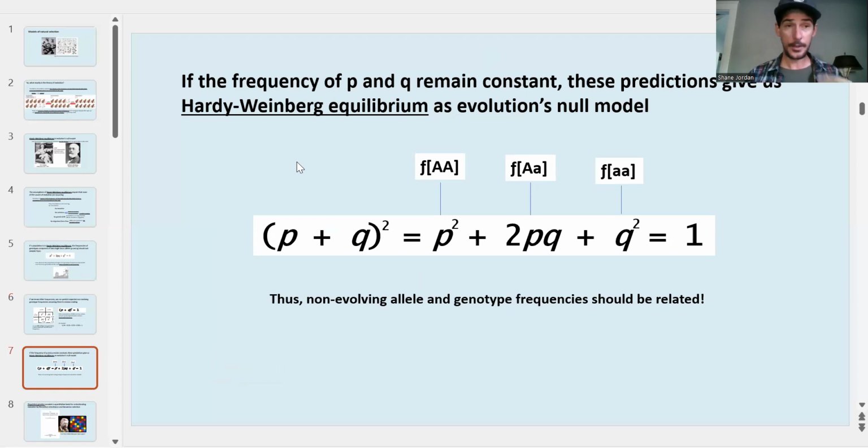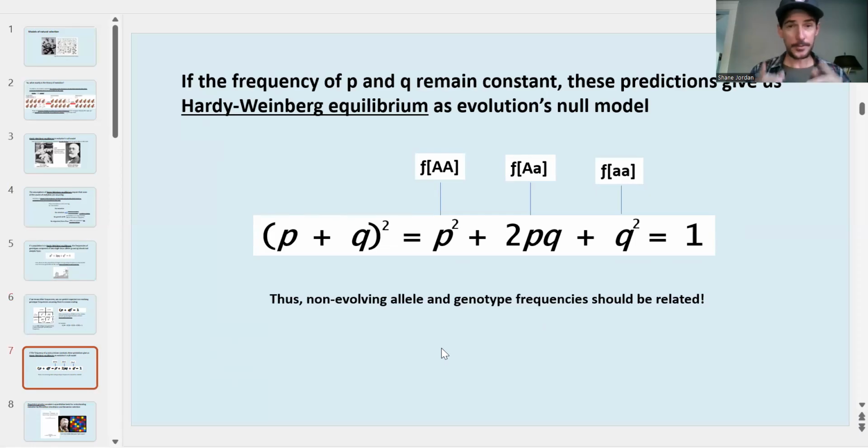If the frequency of P and Q are remaining constant, then these predictions will give us the Hardy-Weinberg equilibrium model as evolution's null hypothesis to be tested against. If this model is true, evolution's not happening. If this model is not true, evolution is happening. And as it turns out, the binomial expansion of P plus Q squared equals P squared plus 2PQ plus Q squared, and that equals 1. And thus, this postulates that non-evolving allele and genotype frequencies really should be related. And if they're not, then there's evolution happening.